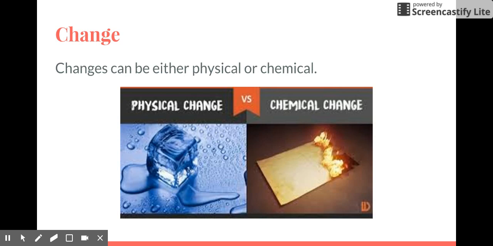Since this is the Mass and Change lab, we also need to look at changes. These can be either physical or chemical. Physical would include something like an ice cube melting. Chemical change might be like a fire or some kind of chemical reaction.